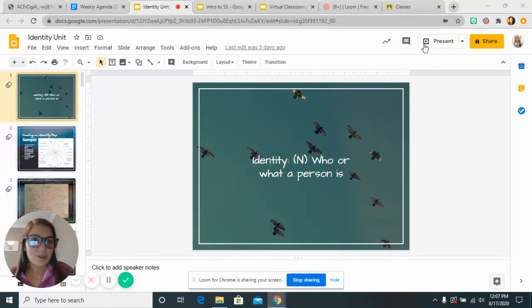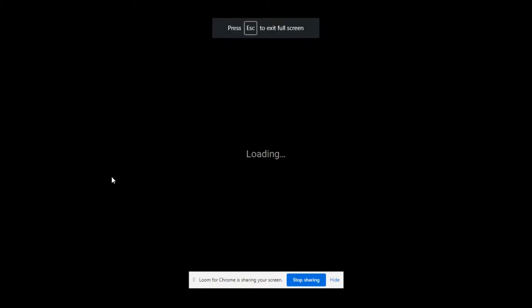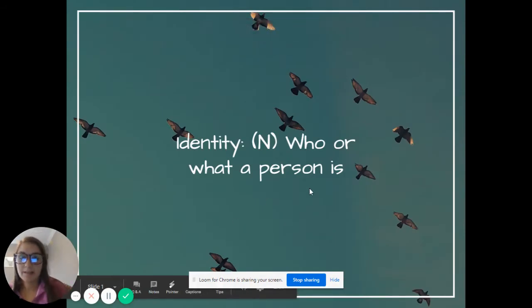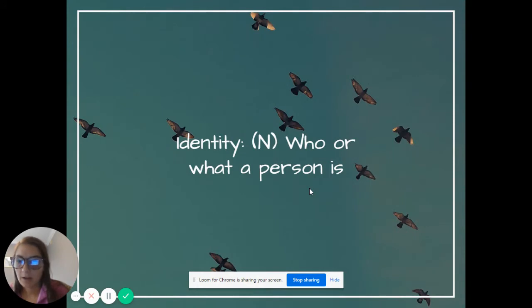Hi guys! So for our identity unit, we're going to be talking about what is an identity, what elements make up an identity, and what elements impact an identity.